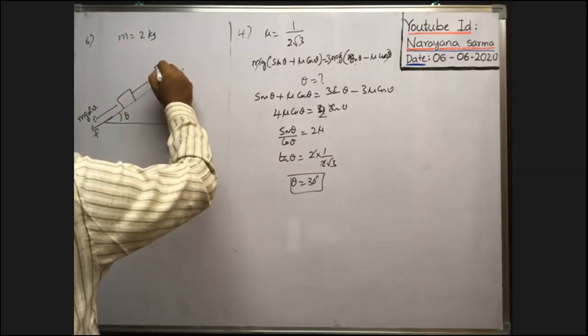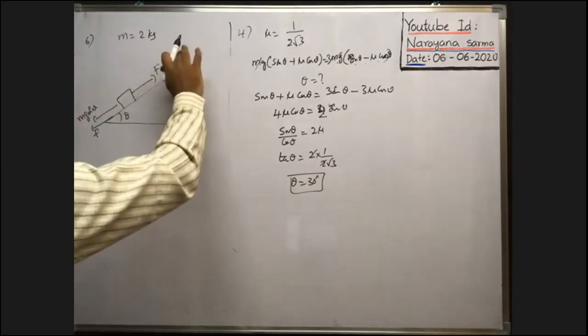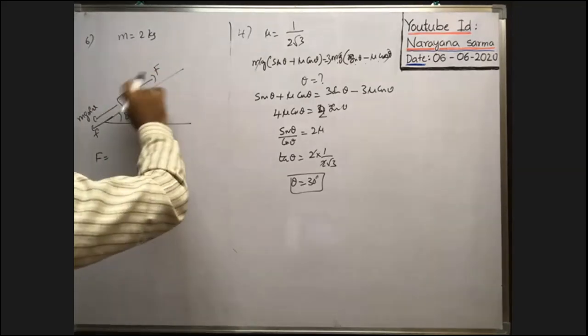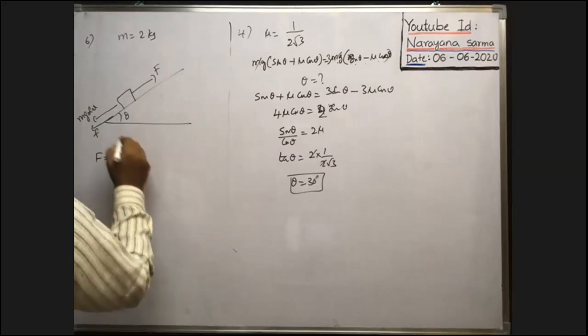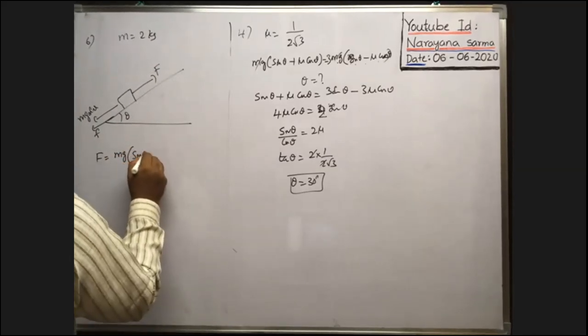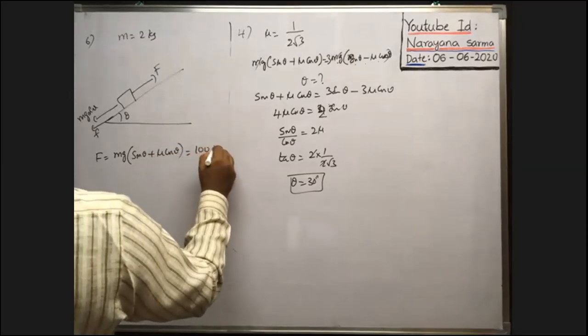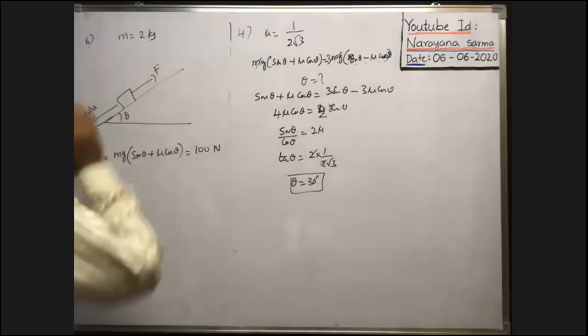That's why the force applied must be equal to the sum of these two, so that the net force becomes 0 and the block moves with constant velocity. That's why the minimum force required to move the block up the inclined plane with constant velocity is equal to mg sin theta plus f. That means mg(sin theta plus mu cos theta). This is given as 100 Newton. Here this force is applied parallel to the inclined plane.